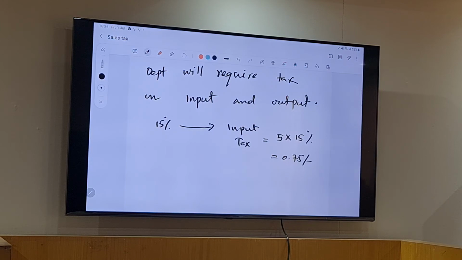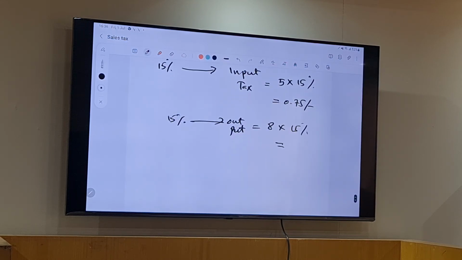input tax. Now, what will be my output tax? 8 into 15%. How much is that? 1.2. So now I collected 1.2, sorry, I paid 0.75 on behalf of whom? To whom should this money go? To the tax department. So I paid someone 0.75 on behalf of the department.